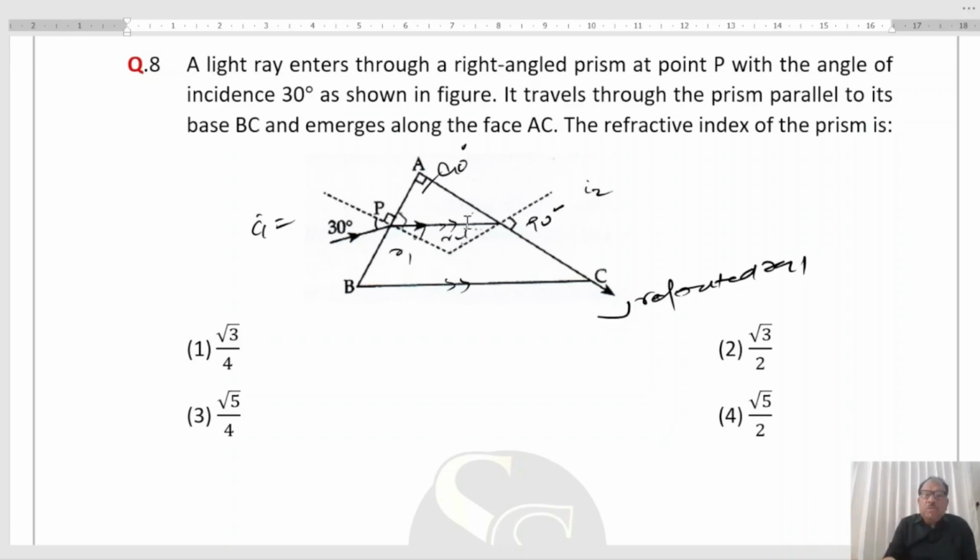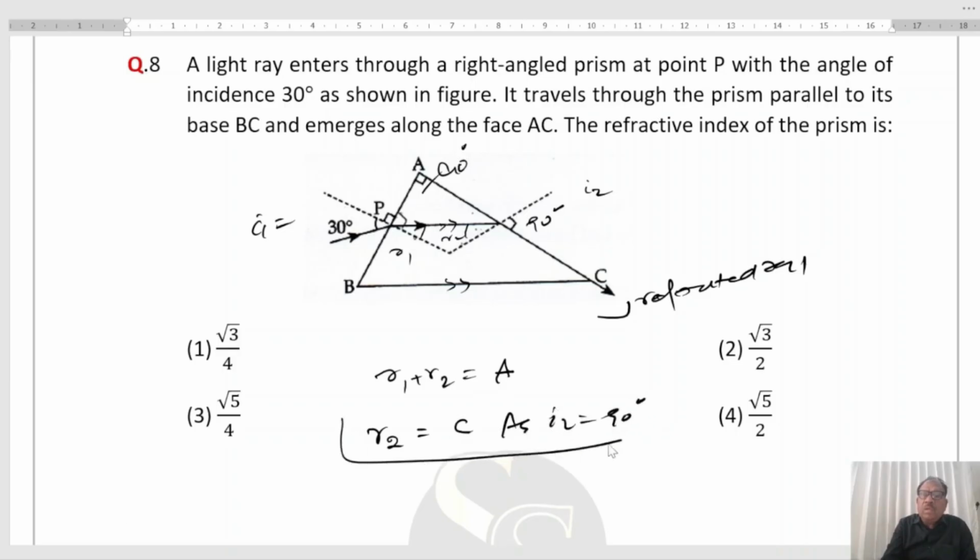We know the relation R1 plus R2 equals A. And in this case, R2 will be C as I2 is 90 degree. This will be the critical angle C, right?